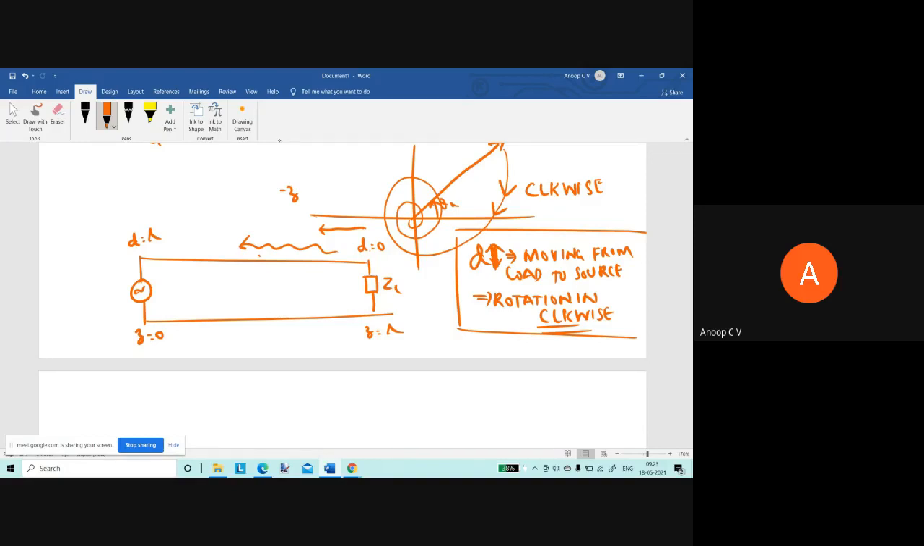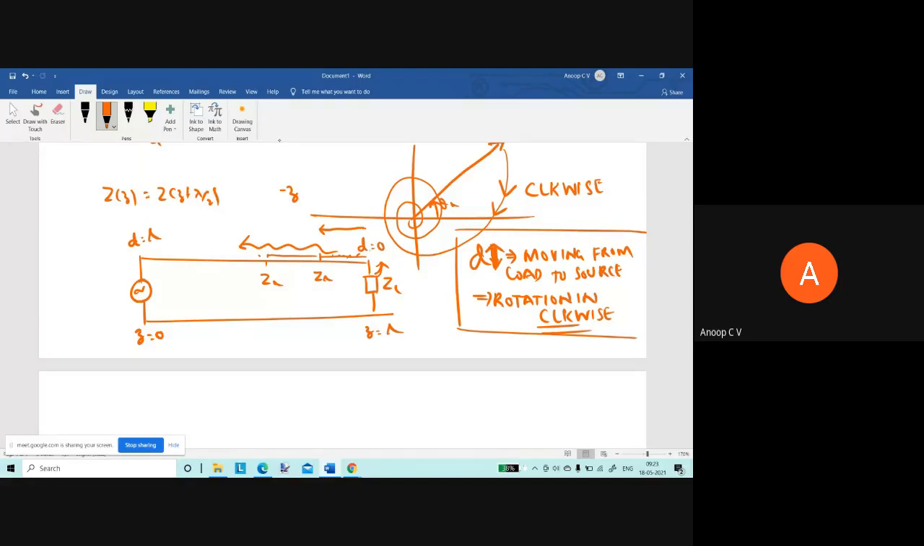So what happens as we move from load to source? You can see here the impedance is fixed by ZL. Then when you move a lambda by 2 distance, you will again see the same ZL here. Again, when you move a lambda by 2 distance, you will see the same ZL here, and in between, these values will repeat. We have seen Z(z) is equal to Z(z plus lambda by 2).